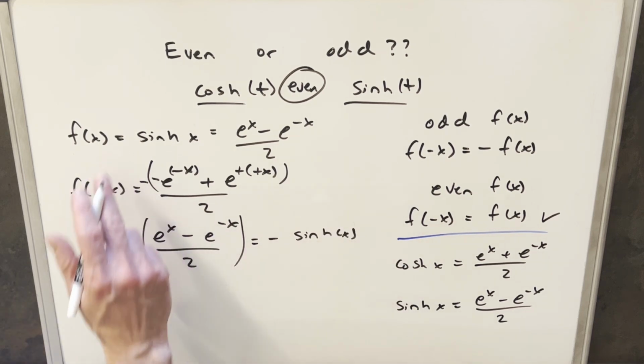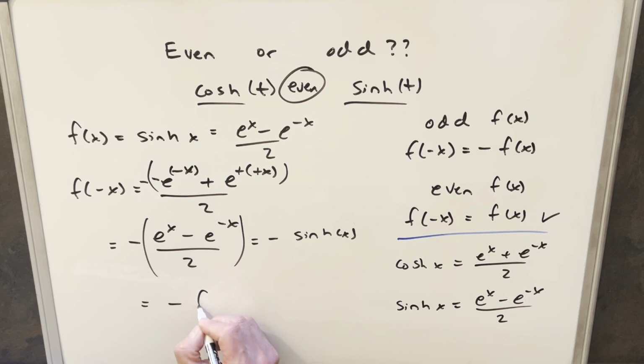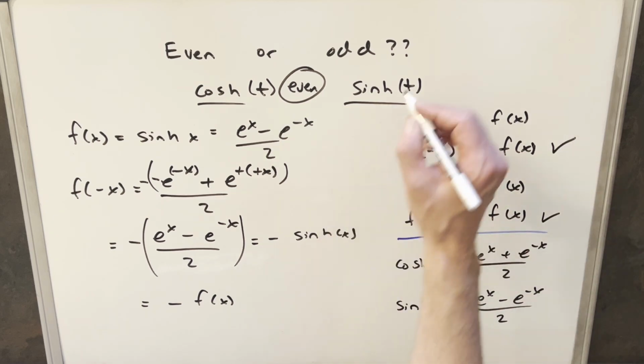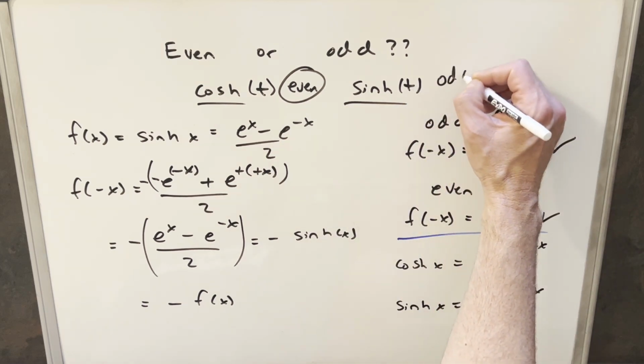But again, sinh of x is our f of x, so I can write this as minus f of x. But then we're saying that f of minus x equals minus f of x. That's our definition for odd. So then sinh is going to be odd.